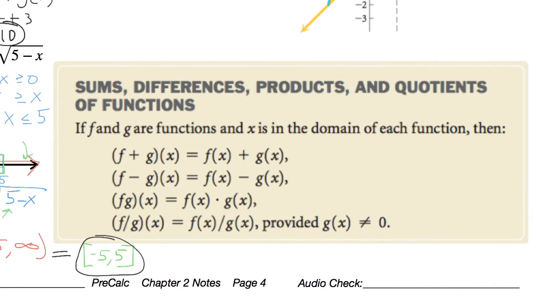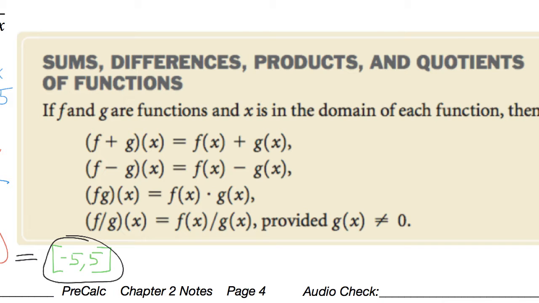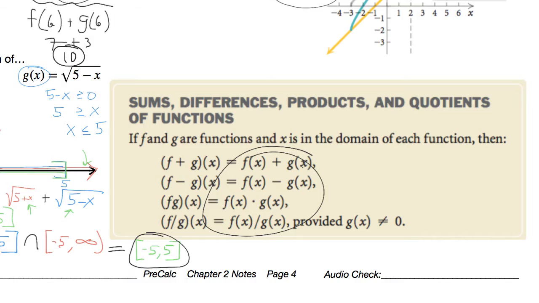Okay, so in general it looks like this: (f plus g) of x, (f minus g) of x, (f times g) of x, (f divided by g) of x. And you can simply replace the definitions as you see them.